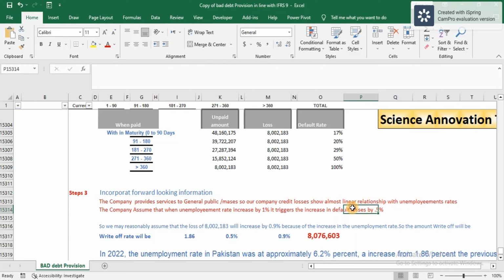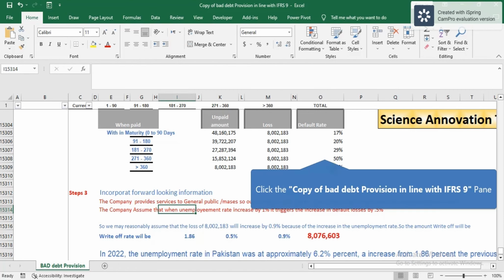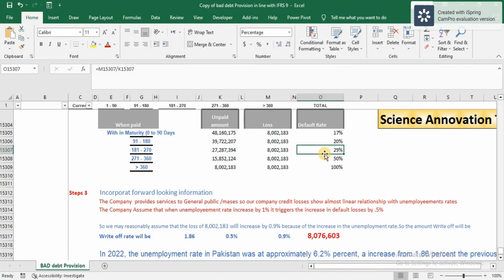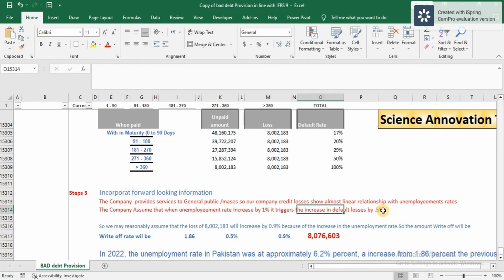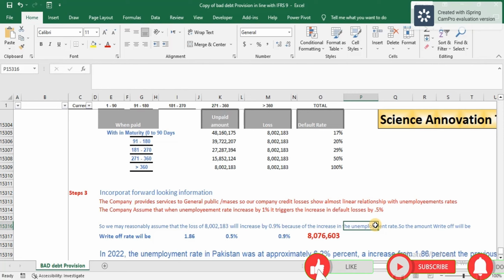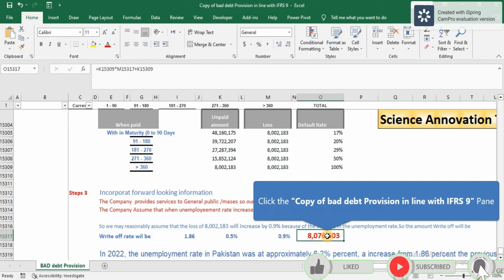So I'll consider that the unemployment rate will be the major contributor in the default of the customers. Because if unemployment increases, the paying ability of the masses will also decrease. For that, I'll assume that if a 1% increase comes in unemployment, it will trigger default losses of 0.5%.